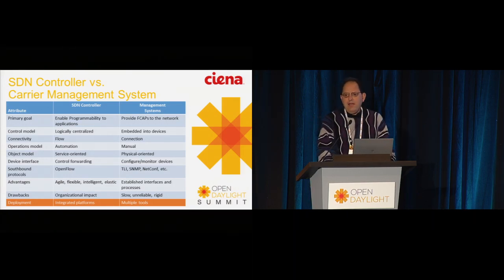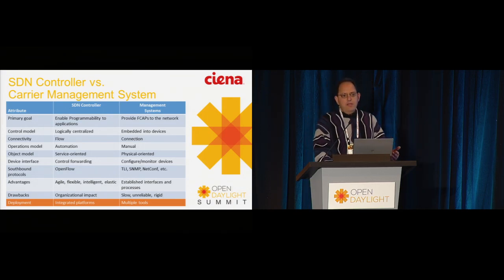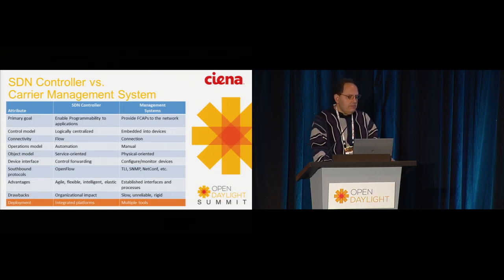The operations model is different as well. I mean, SDN is all about automation, and that's one of the key aspects and attributes of programmability. Once we're able to offer programmability, then we're able to come back and use that intelligence to automate the network. And by automating the network, we can streamline operations and we can eliminate some of the manual configuration errors that are characteristic of traditional management systems.